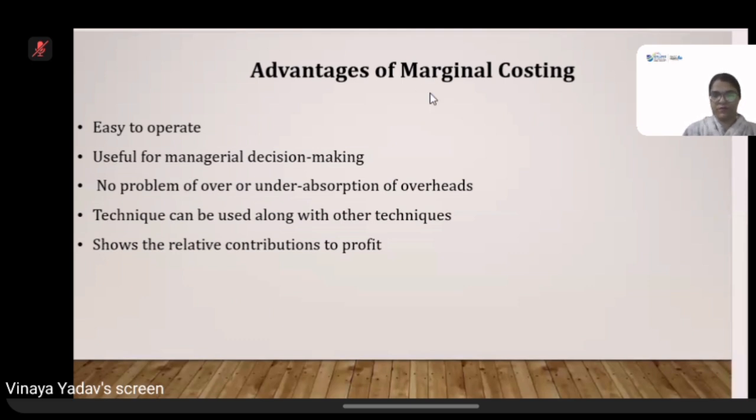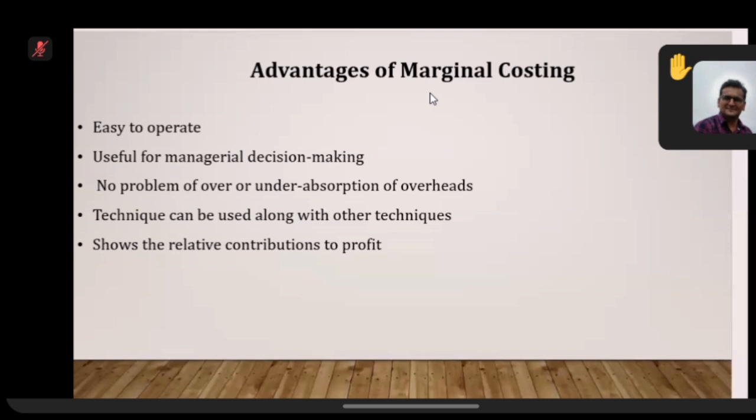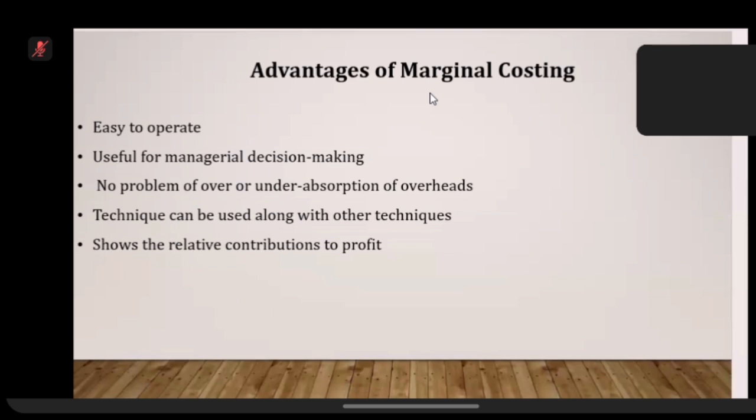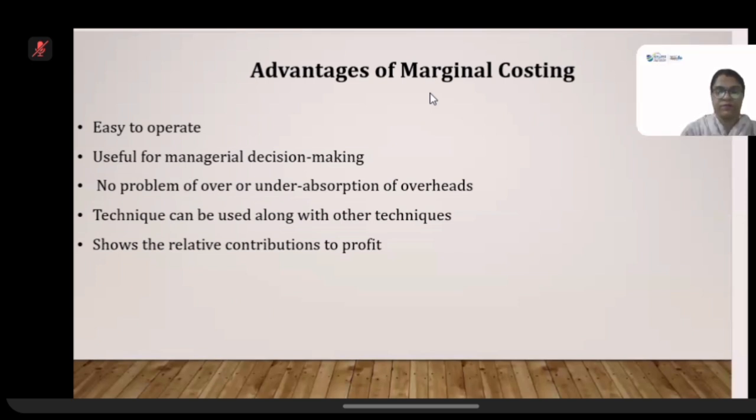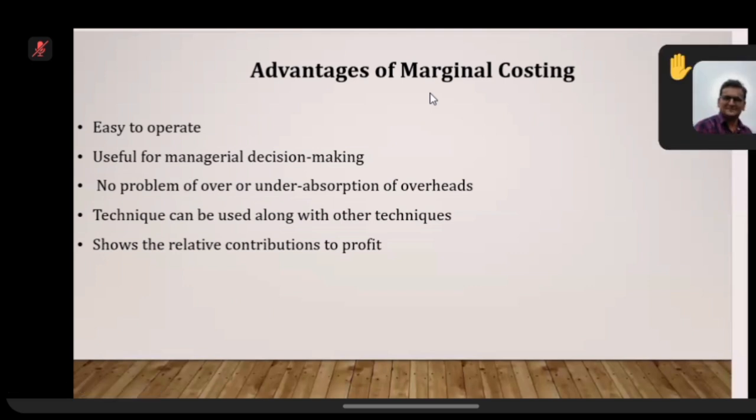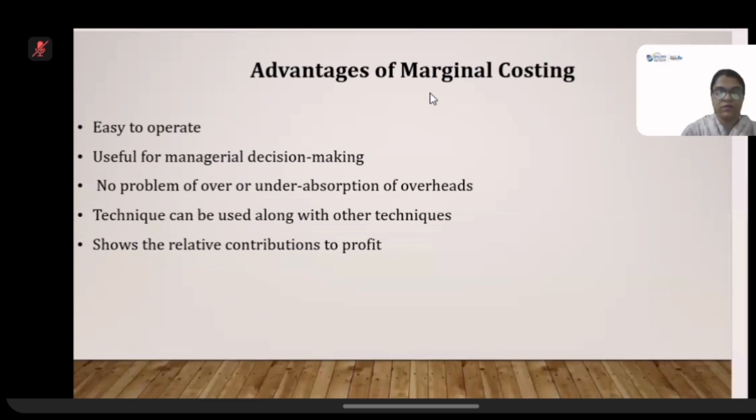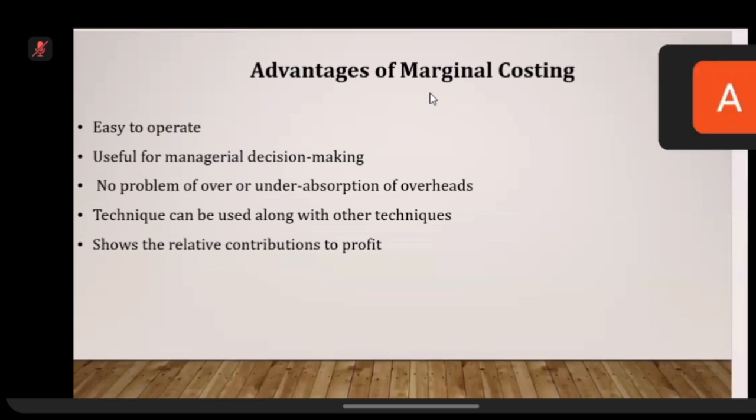Ma'am, I want to understand the PV ratio and contribution, because in business we talk about gross margin and net margin. Are both related with the PV ratio and contribution ratio? Yes, both are related. Cost-volume-profit analysis uses PV ratio and contribution.